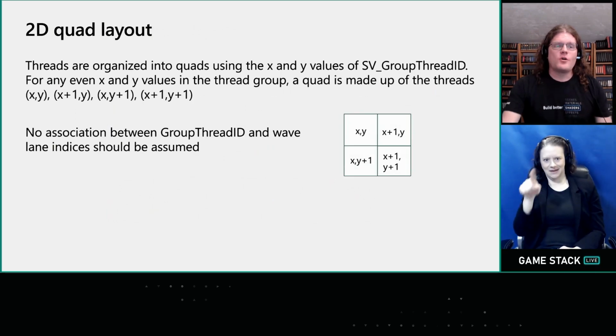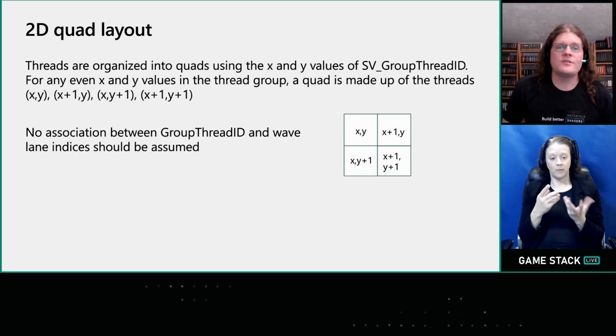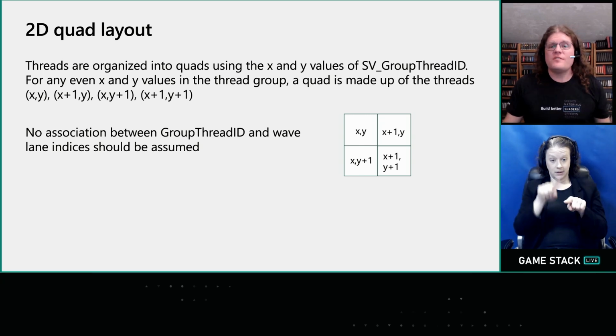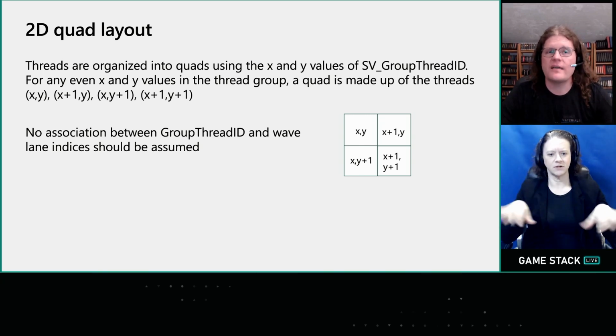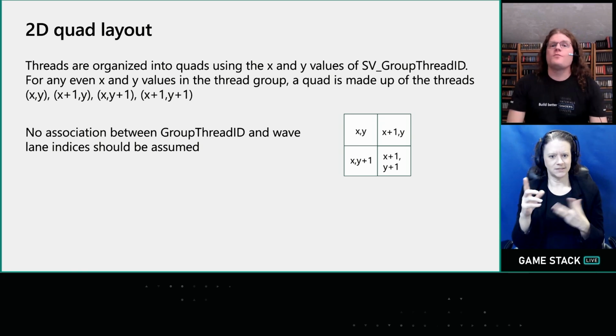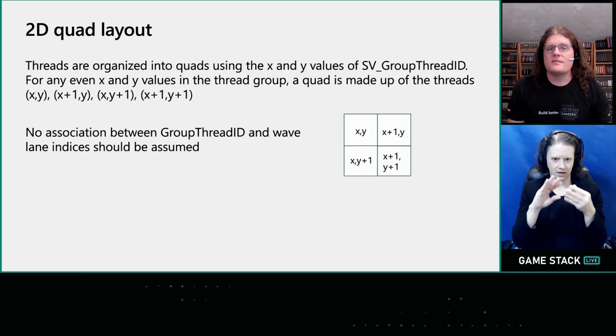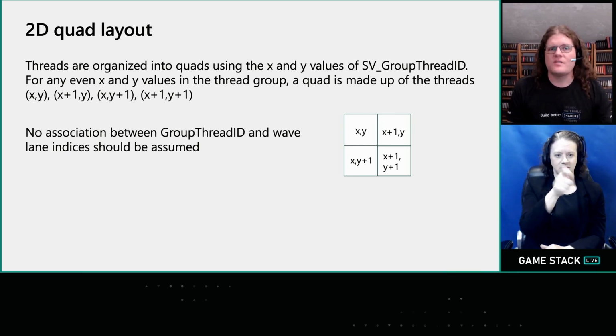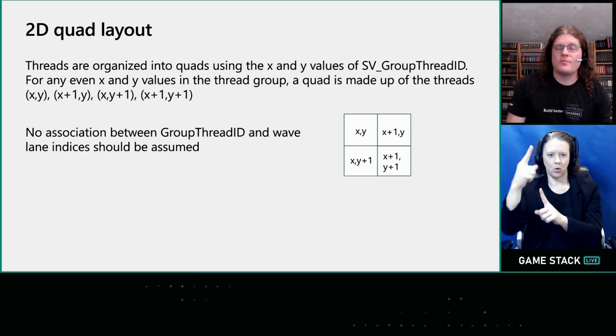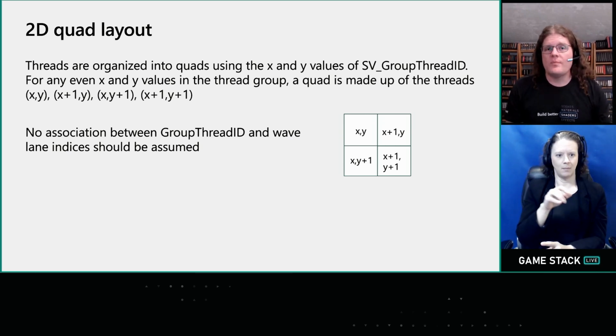So, said a little more formally, the 2D quad layout, like I said, is pretty intuitive if you just imagine a 2D surface and dividing it up into quads as you would expect. But said a little more formally, for every X and Y within the thread group where both of them are even, the quad that they form is upper left X, Y; upper right X plus 1, Y; bottom left X, Y plus 1; bottom right X plus 1, Y plus 1.